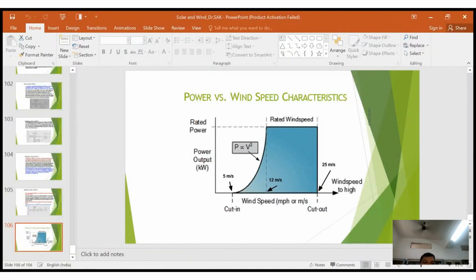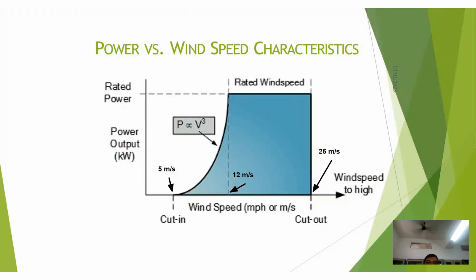So the last one is about the power versus wind speed characteristics. The diagram shows, on the x-axis, the wind speed, and on the y-axis, the power. So we know that we have the wind energy conversion system.